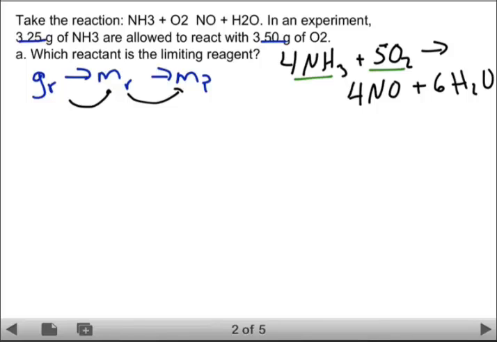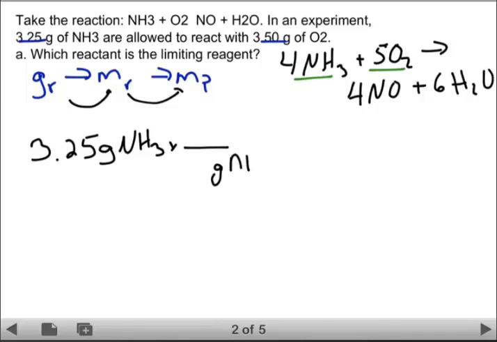I'm going to start with the NH3. So I have 3.25 grams of NH3. And again, I encourage you to write what grams and grams of what. I want grams of NH3 to go away, so I'm going to throw it in the bottom. And I'm going to convert that to moles. So I'm at this step right here. And there'll be some number of grams from the periodic table that will give me 1 mole of NH3. Please, please, please always just put 1 mole per so many grams. Do not put any other number. It will be wrong.